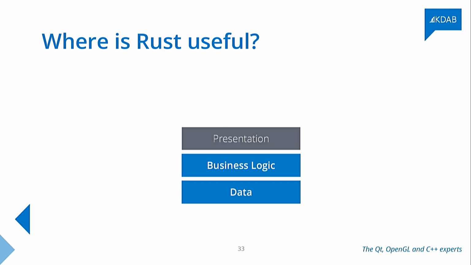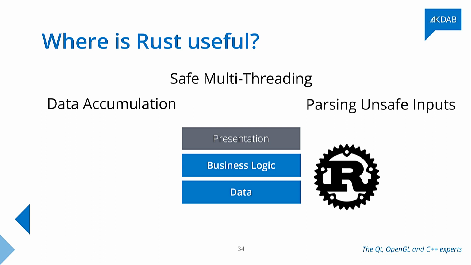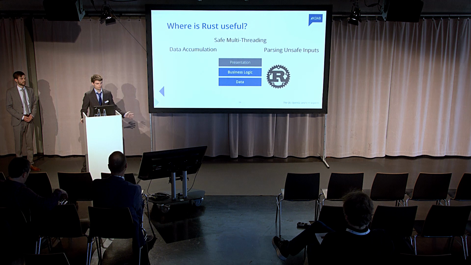So where would Rust be useful? Probably in the business logic and data layers. Why would that be? Well, Rust is very good at parsing unsafe inputs because of its memory safety, and a lot of the macros and things can allow very easy syntax for parsing JSON or whatever. You can do safe multi-threading, and that allows you to do very performant data accumulation with the ownership. So your business logic could be all in the background thread, not affecting the GUI, and will be very performant and safe, and you know it's not going to have any major issues.